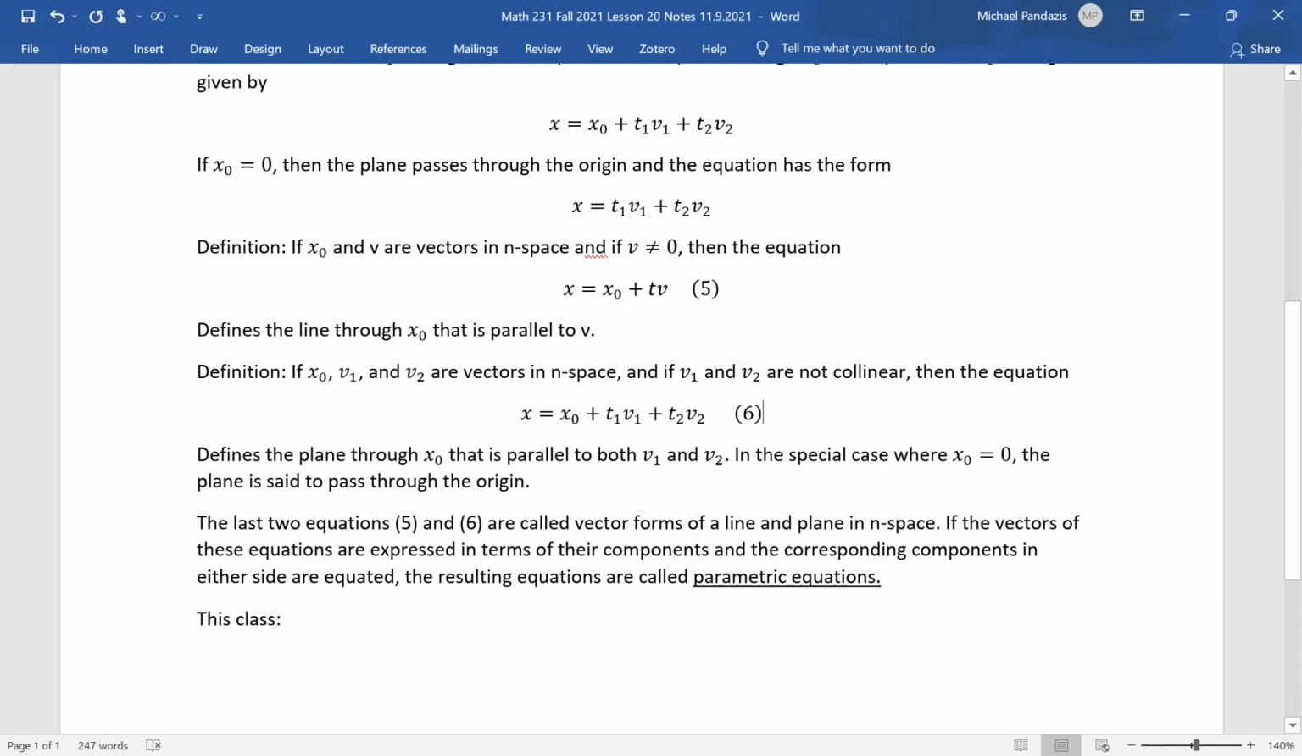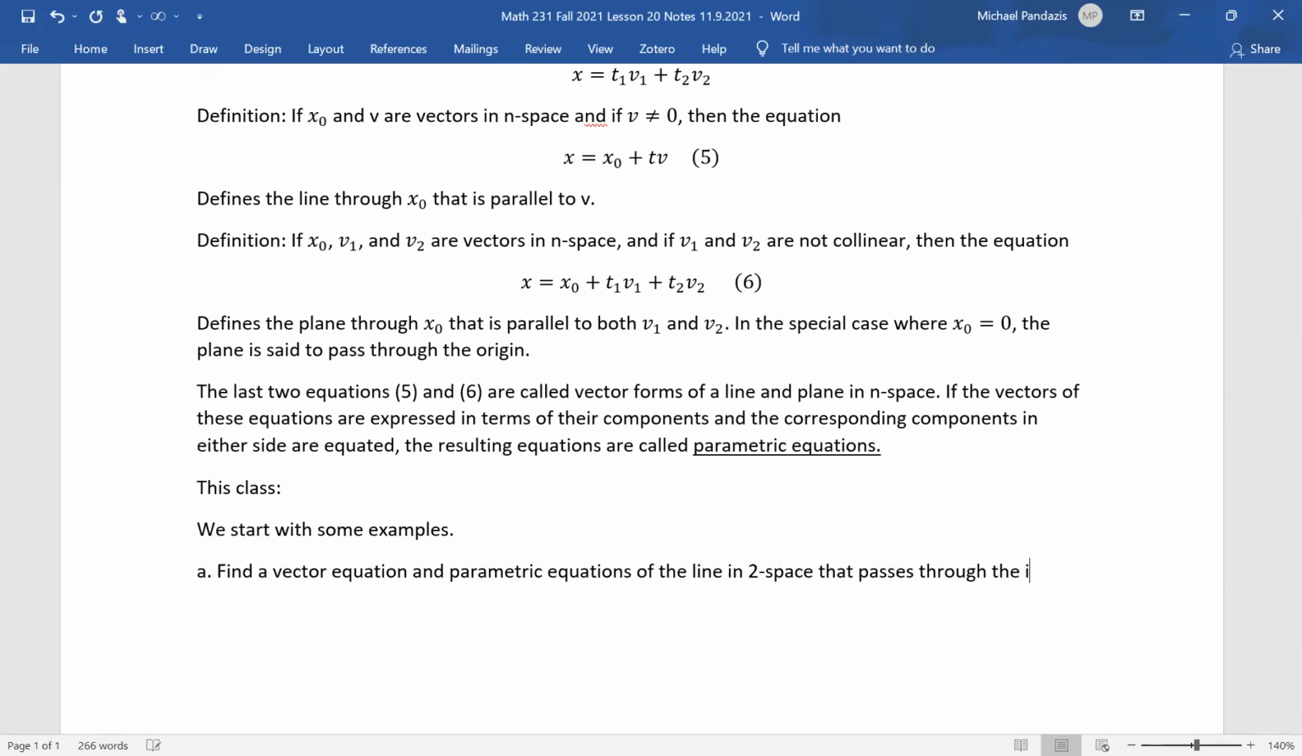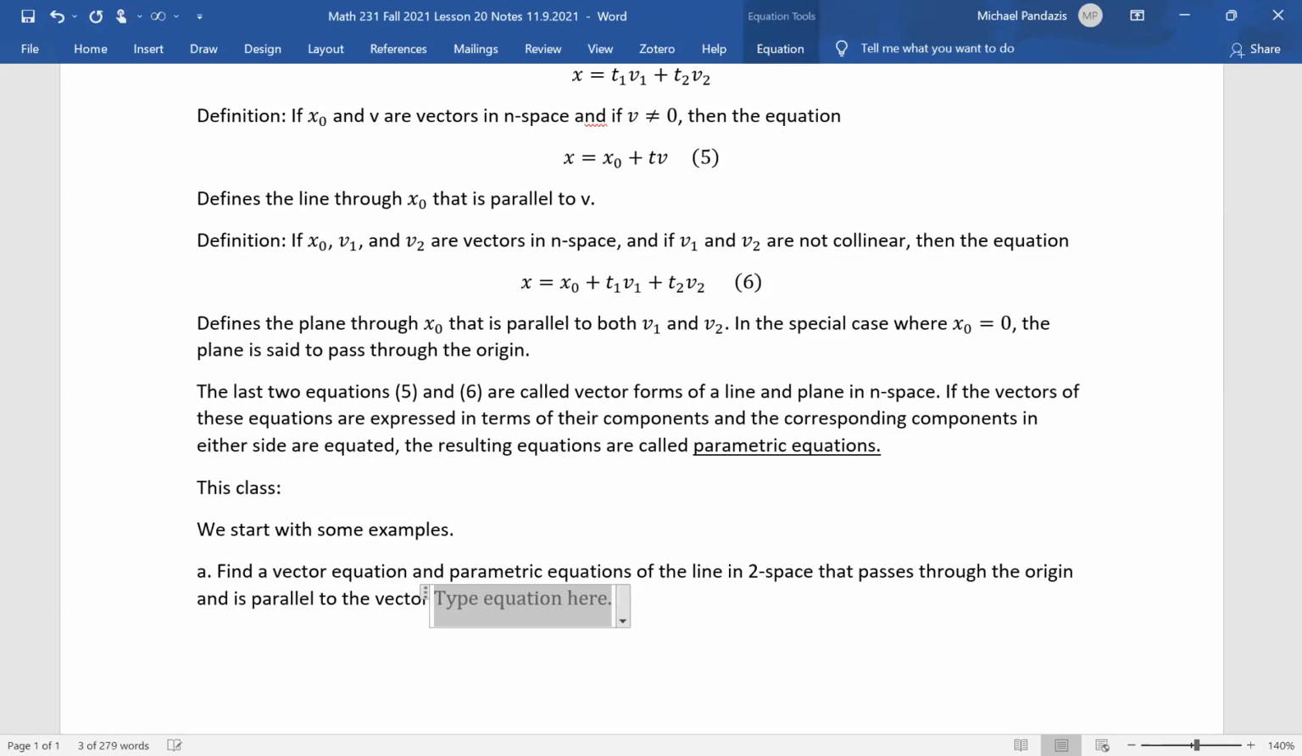Okay, so I'm going to start here with some examples. A: find a vector equation and parametric equations of the line in 2-space that passes through the origin and is parallel to the vector v equals (-2, 3).